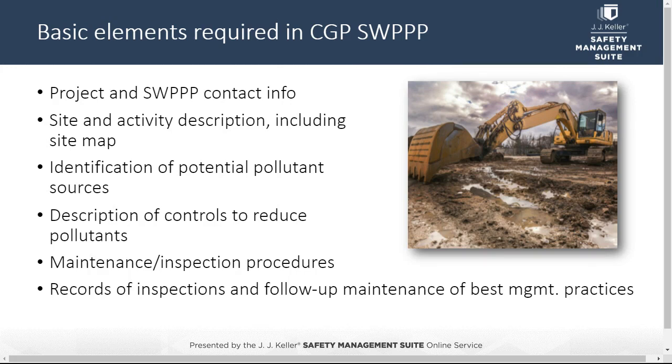Specifically relating to stormwater, the SWIP must identify potential sources of runoff pollutants and controls that will be used to reduce those pollutants. Unique to the construction SWIP is the need to include procedures for site maintenance and inspections. Lastly, records of action taken as a result of the inspections must also be incorporated into the SWIP.